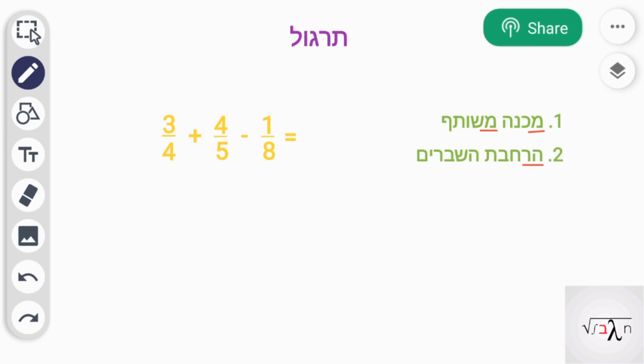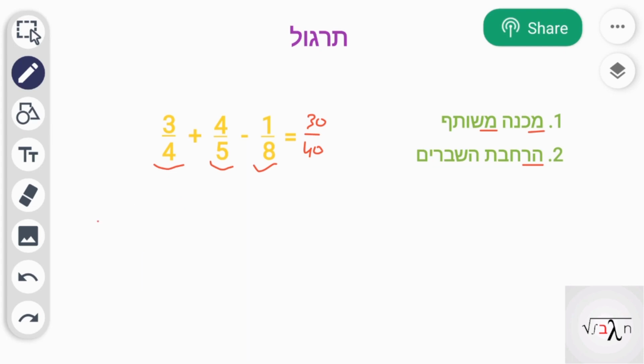We'll start with the code, the common denominator. The common denominator for 4, 5 and 8 is 40. Now we'll extend every fraction's denominator to 40. Let's take the 3/4. We'll extend the denominator to 40. The extension of the fraction will be only by multiplying. We'll multiply by 10. Therefore, we'll multiply the numerator by 10 as well. 3 times 10 equals 30.